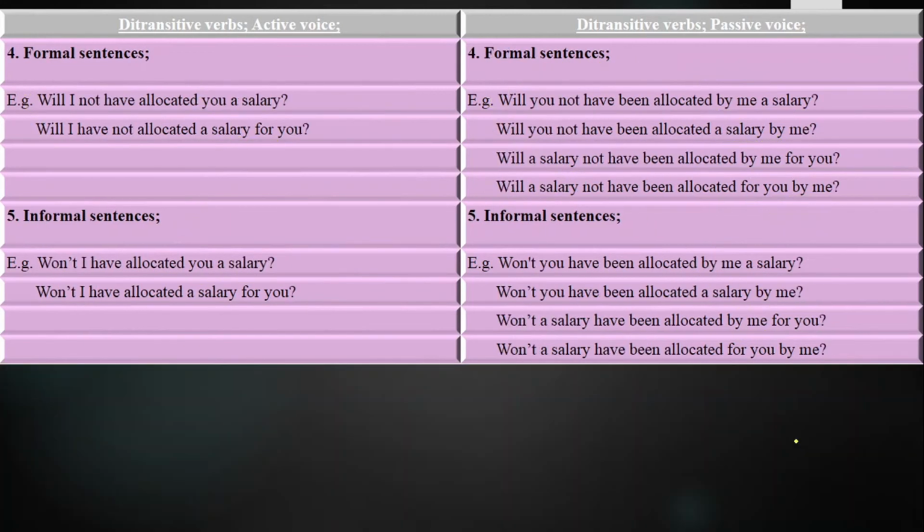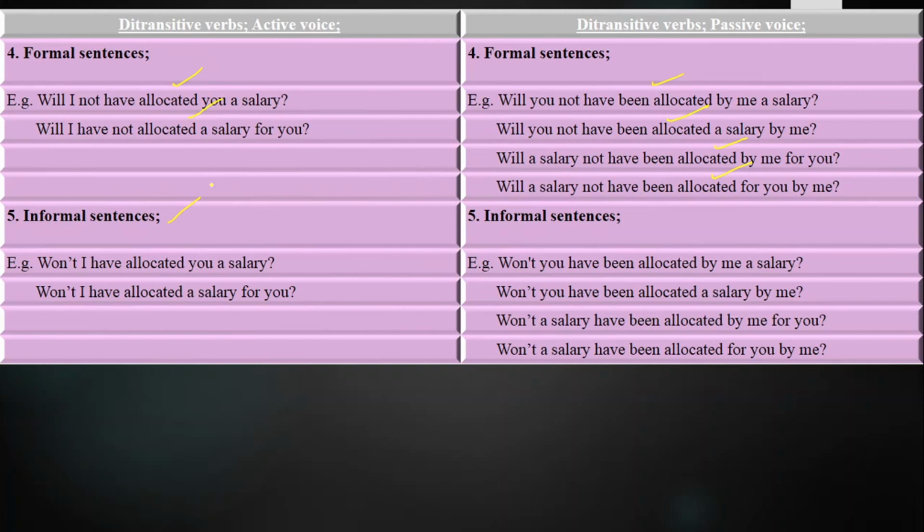Next we have formal sentences, those in which we ask a question, deny the statement, and ask in a formal way. Will I not have been allocated by you a salary? Will I not have been allocated a salary for you? Will you not have been allocated by me a salary? Will you not have been allocated a salary by me? Will a salary not have been allocated by me for you? Will a salary not have been allocated for you by me?